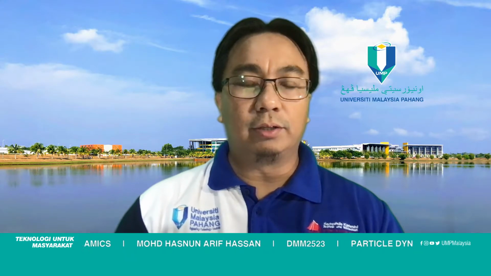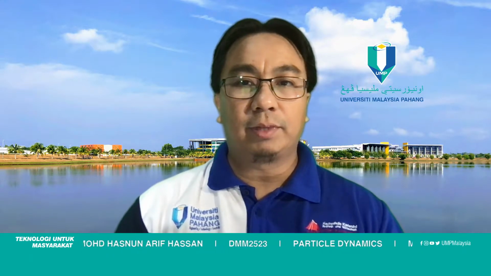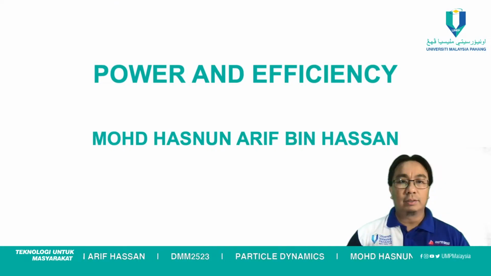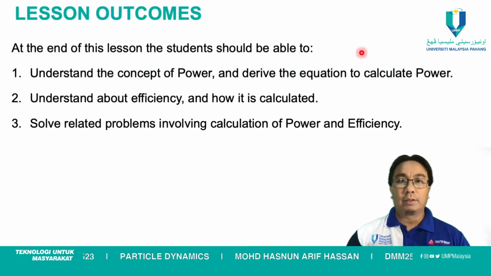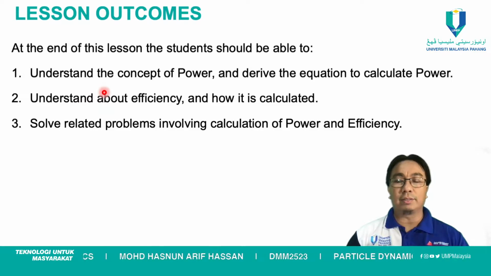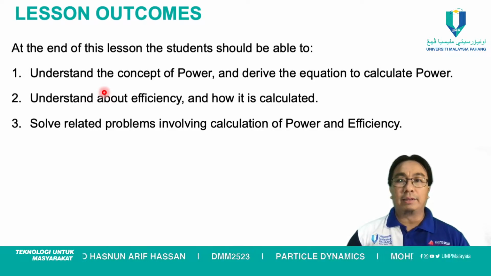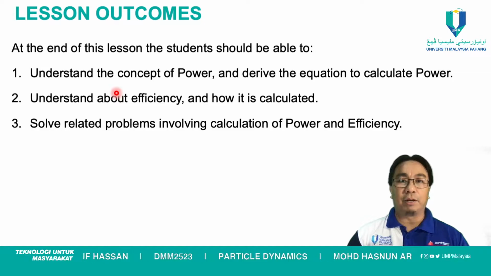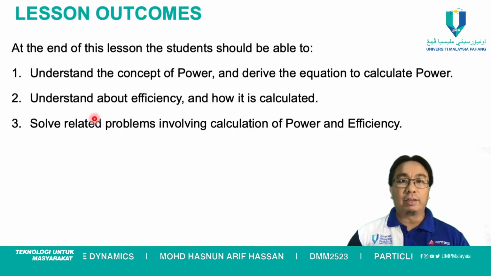We are going to continue our lesson in chapter 3, and today we are going to discuss power and efficiency. So the outcomes for today's lesson are, first, to understand the concept of power and derive the equation to calculate power, and also to understand efficiency and how it is calculated. And finally, we're going to look at a few example problems involving the calculation of power and efficiency.